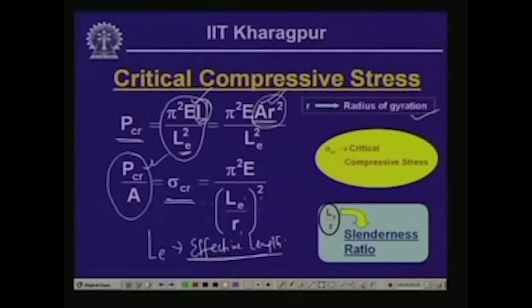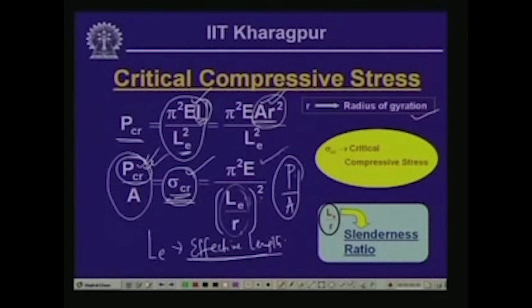So, the expression for the critical compressive stress: as you have seen, P by A is the compressive stress, the normal stress. Here, since we are computing the stress corresponding to the critical load P CR, we call this sigma CR, the critical compressive stress. Critical compressive stress sigma CR is equal to pi square E divided by L E by r whole square, and this term L E by r we call the slenderness ratio.